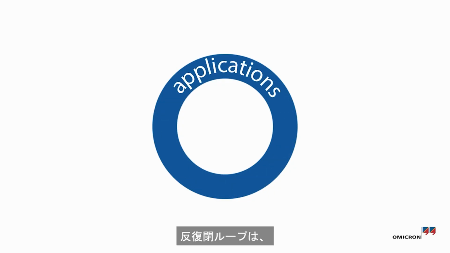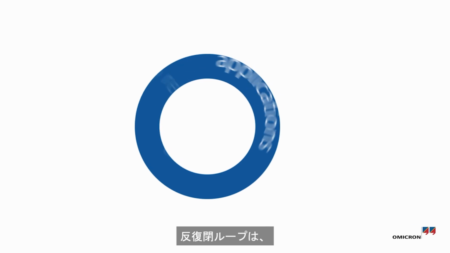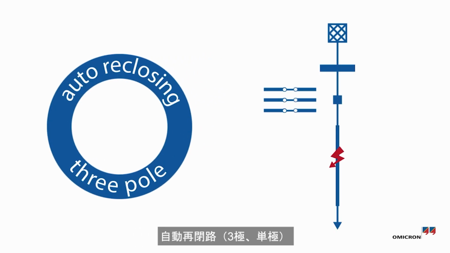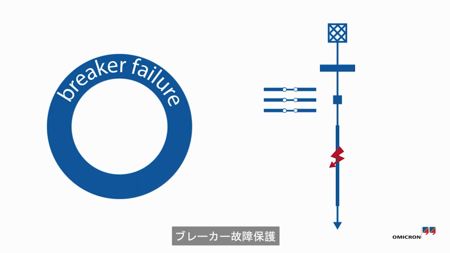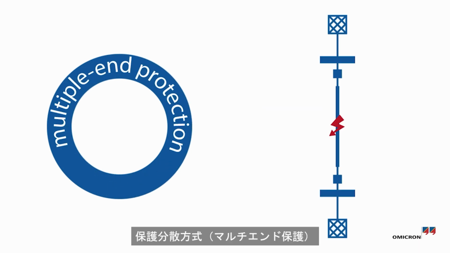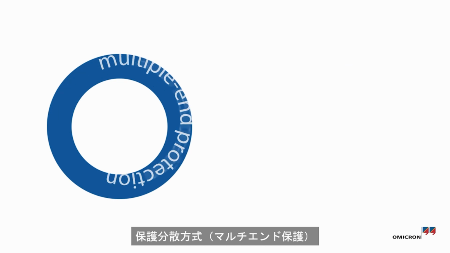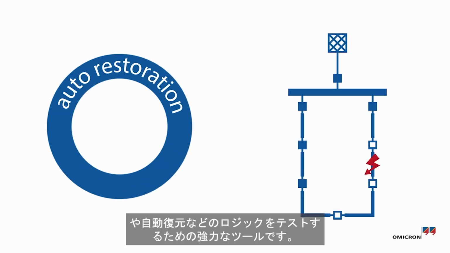Iterative closed loop is a powerful tool for testing logic, such as auto-reclosing, breaker failure protection, distributed schemes, or auto-restoration.